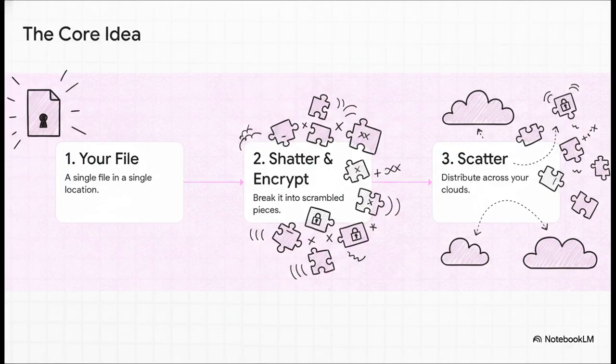See, a single file in a single location, that's a single point of failure. It's just that simple. But what if you could fundamentally change what that file is? What if you could shatter it into a bunch of encrypted pieces and then scatter them across different clouds? Now that's the core idea we're going to unpack.